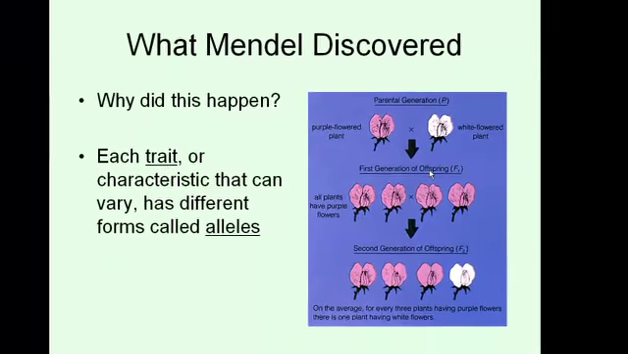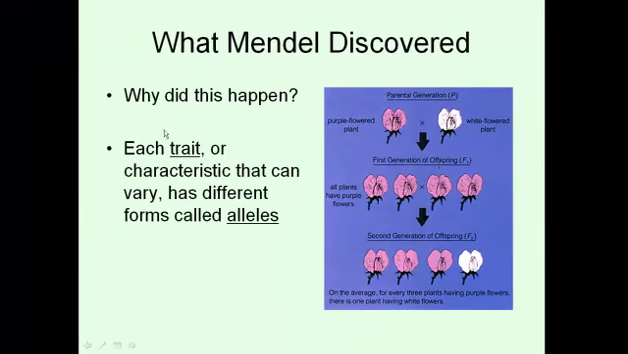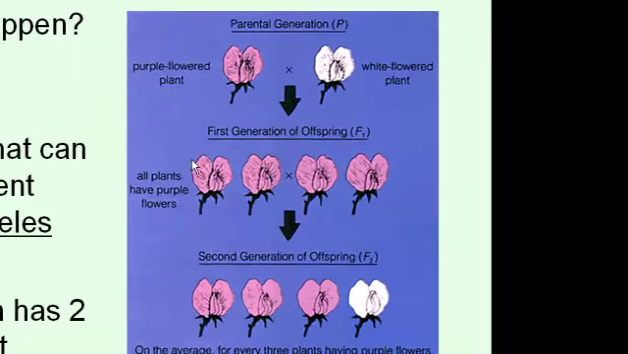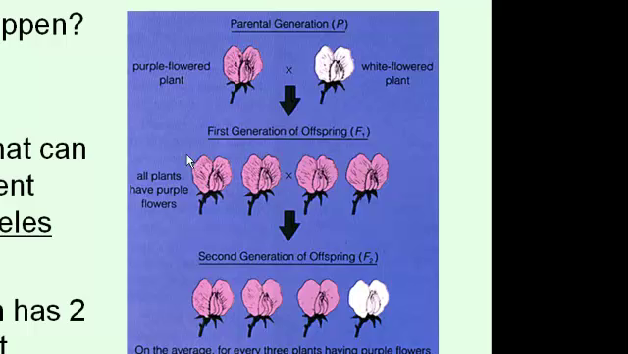So the first thing he decided was that each trait, and a trait is any characteristic that can vary, so that's your definition, each trait has different forms called alleles. And based on his observations, he concluded that every organism has 2 alleles for a trait. So in other words, in these flowers, there were 2 places where they could have a spot for flower color, and each spot could have either a purple gene or a white gene.